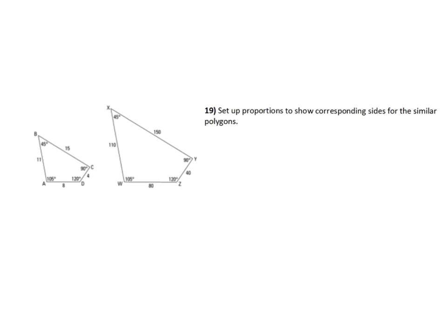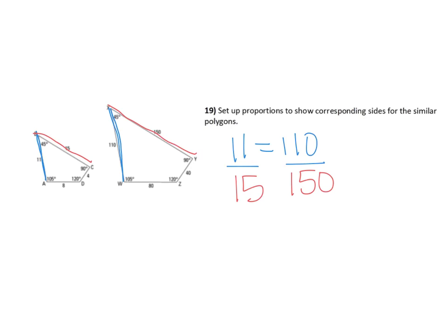Number 19, set up proportions to show corresponding sides for the similar polygons. Two different ways that you could look at this. You could say 11 goes with 110, and then 15 goes with 150. That's one way to write the proportion.